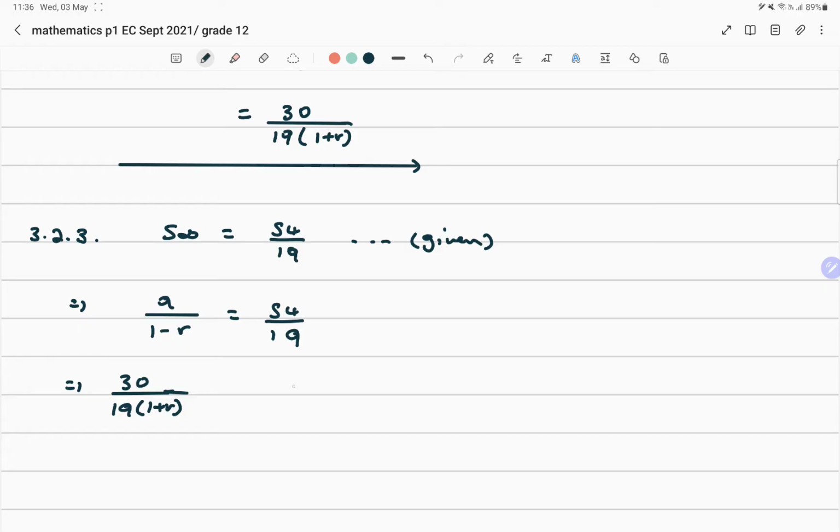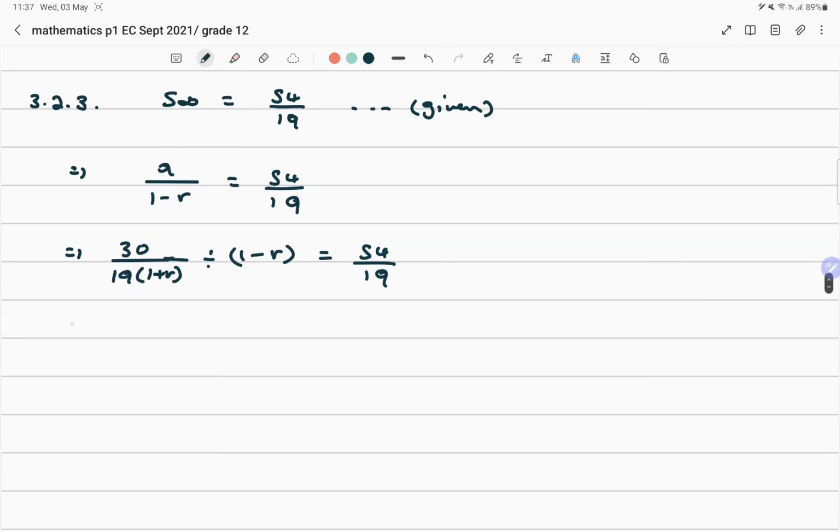And then we are going to say we are dividing this by 1 minus r, equals 54/19. I'm trying to think what was the best way that I should have done this. Anyway, this is easy. Let's just go for it.